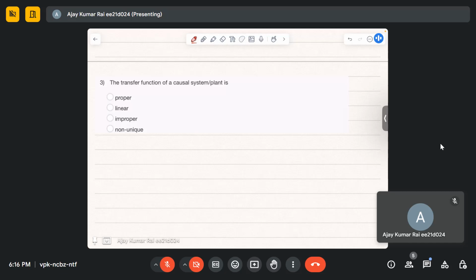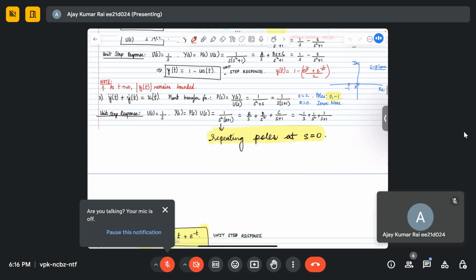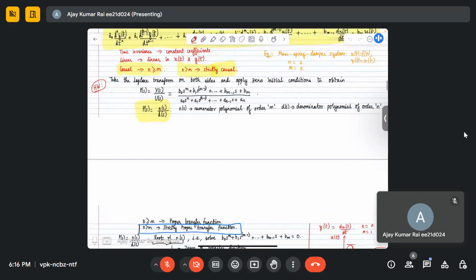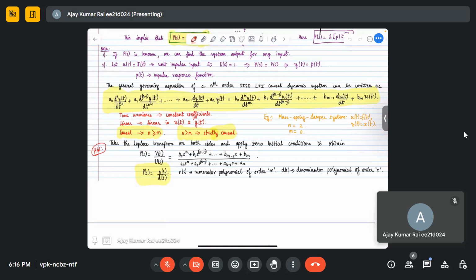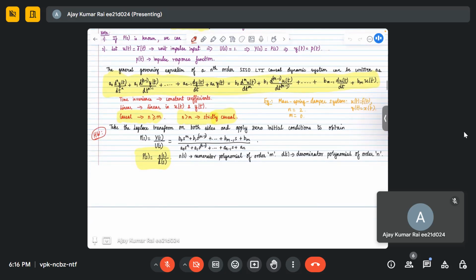The transfer function of a causal system plant is... You can type the answer in the chat box also. Very simple, this is already discussed in the class. Let me go back and see where it is discussed. So these are the notes. You see here, this is the generic equation that was there, and we found the transfer function. We're just finding the relationship between the orders of numerator and denominator.